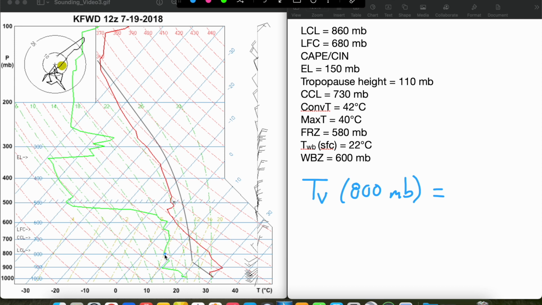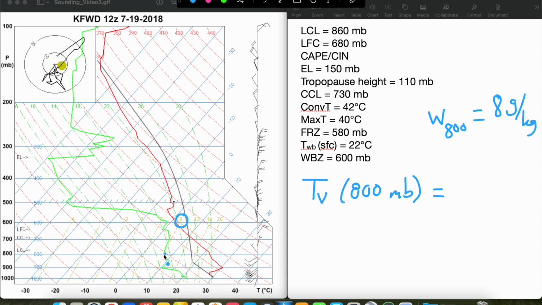So there's where the dew point line crosses the 800 millibar isobar. And here's our mixing ratio line. We see that this is the mixing ratio line going through that dew point value, and that is going to be 8 grams per kilogram. So our mixing ratio at 800 millibars is 8 grams per kilogram.